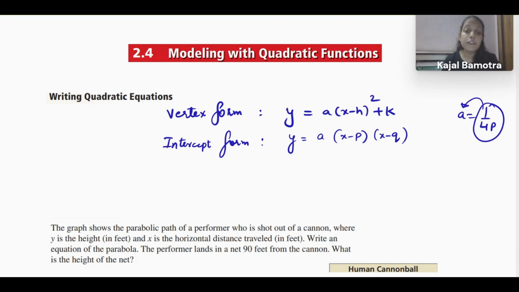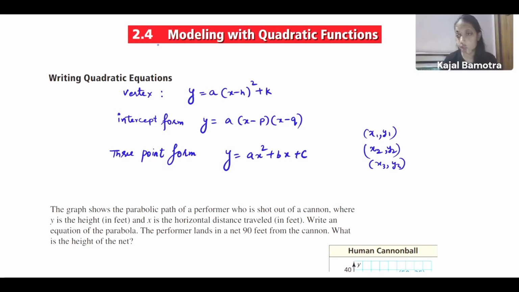And the third form is 3-point form. It is the general form y equals ax squared plus bx plus c. We will be provided with 3 coordinates: (x1, y1), (x2, y2), (x3, y3). We will substitute them one by one and we'll get a system of 3 equations, and we find a, b and c. Okay, so these were the forms.